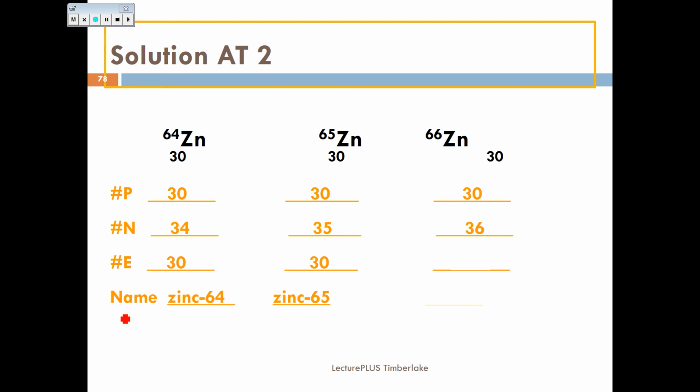The third isotope, we have 30 protons, 36 neutrons, 30 electrons, and the name is zinc-66.